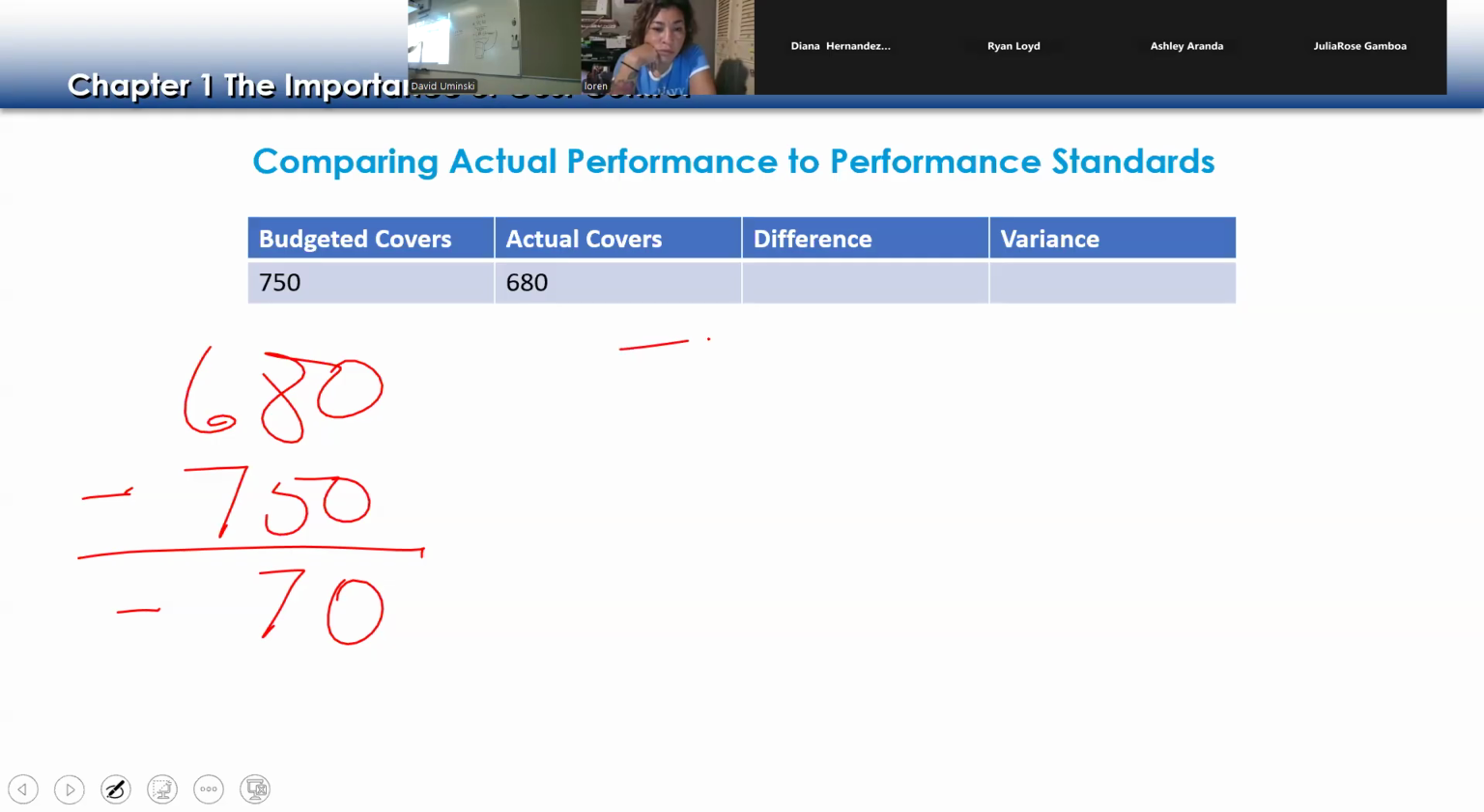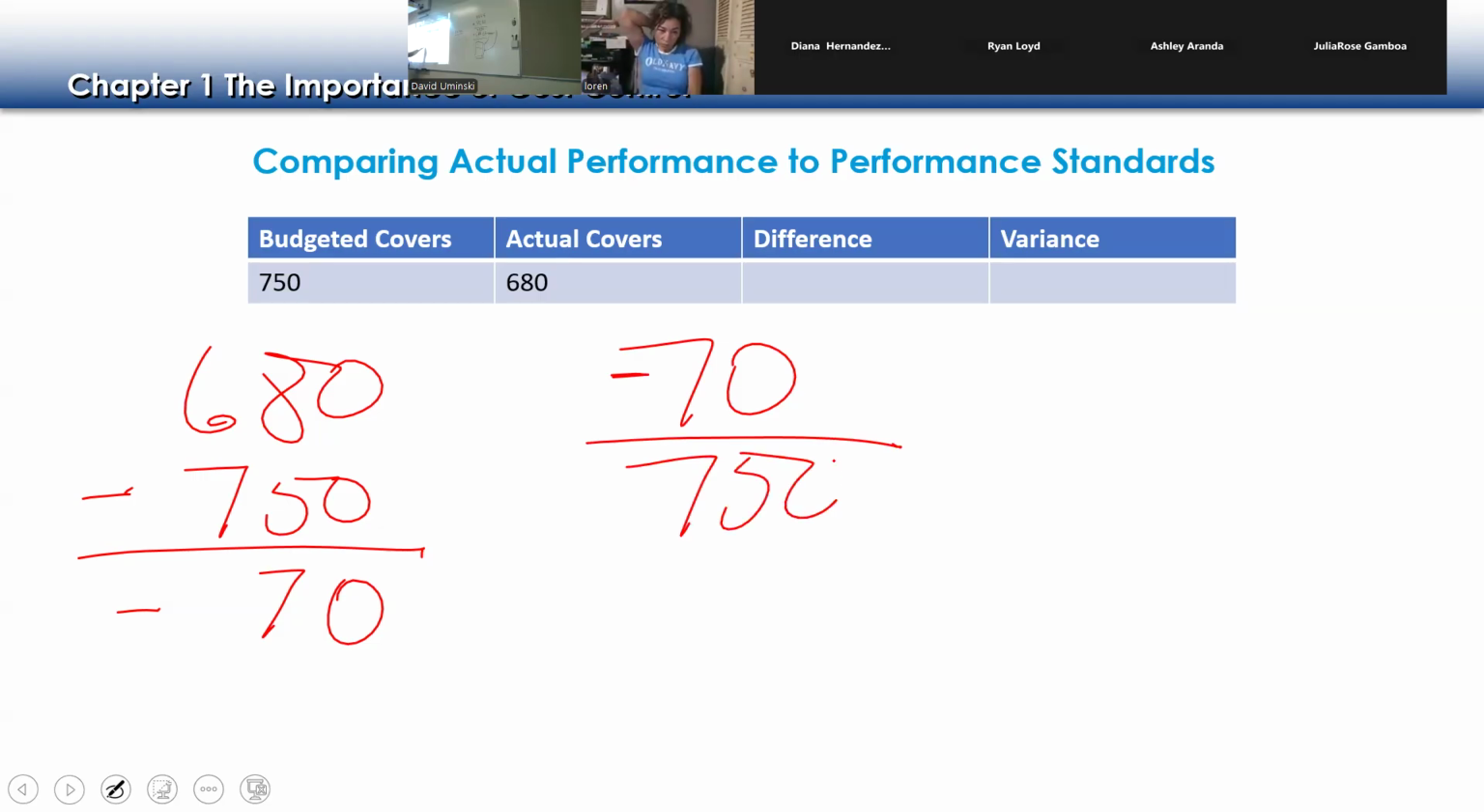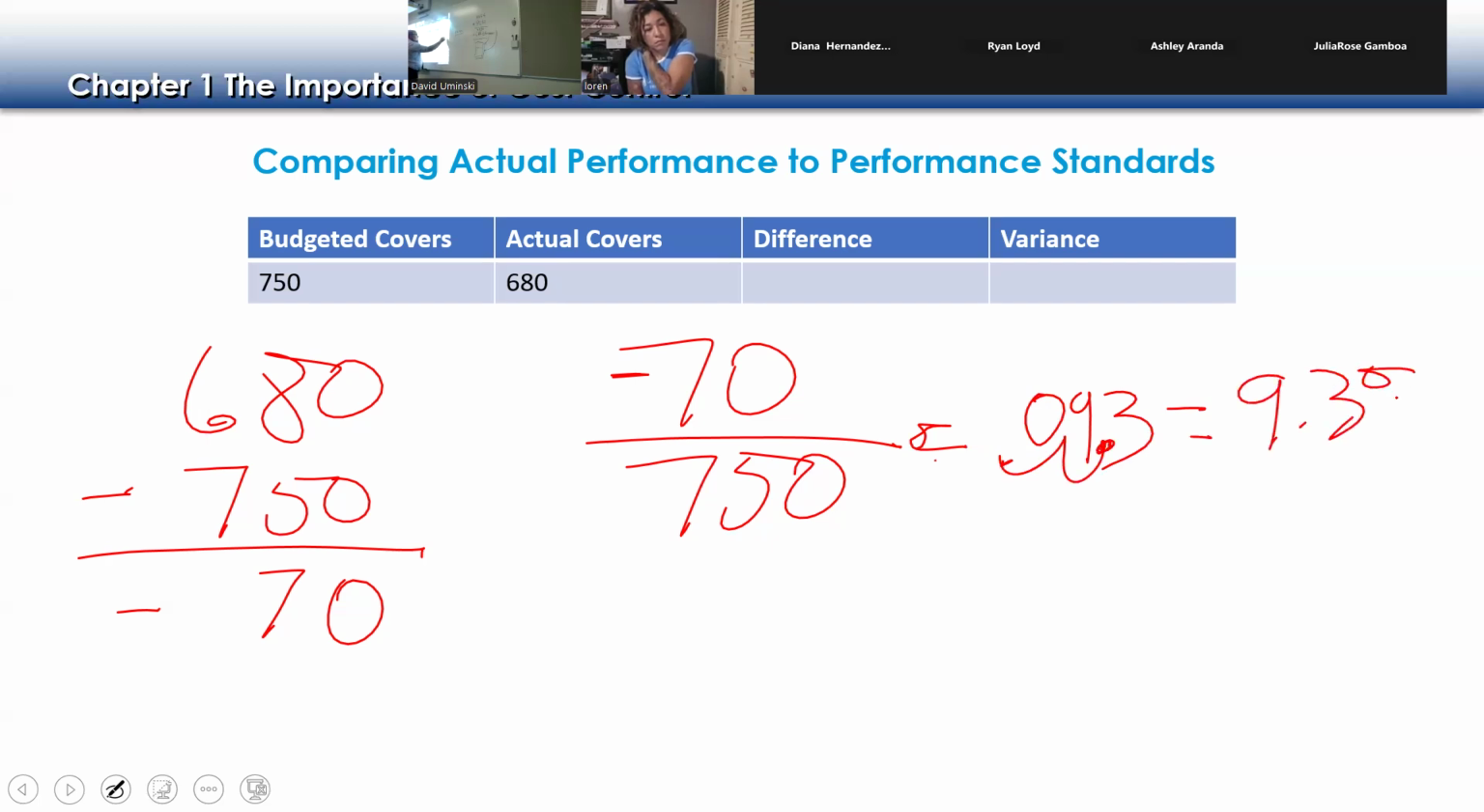So now we take that negative 70 divided by 750, that's the original budgeted number. And we get what? 0.09. And what's the third number? 3 repeating. So that's going to be rounded up. We're going to move that decimal place over 2 spots, and that's going to be 9.3%. And since we were short, it's a negative 9.3%.